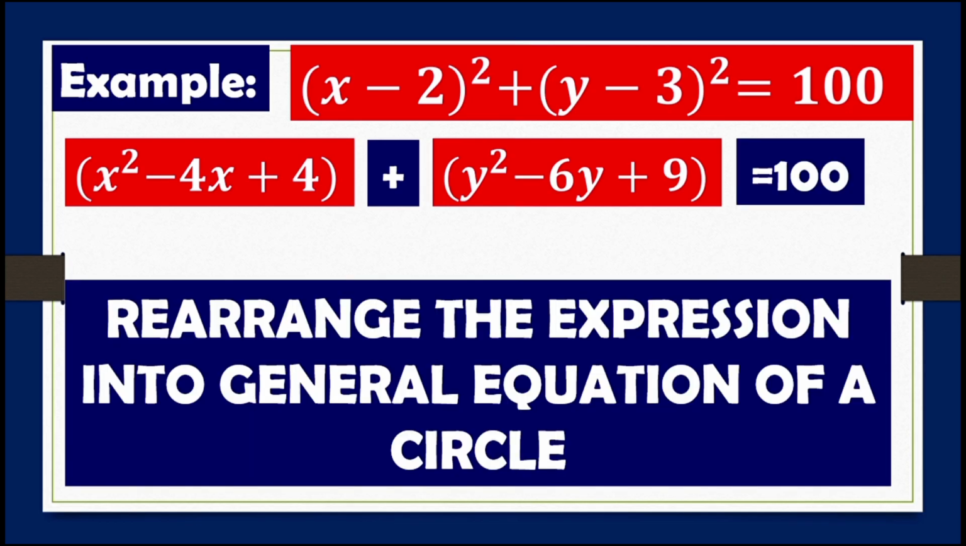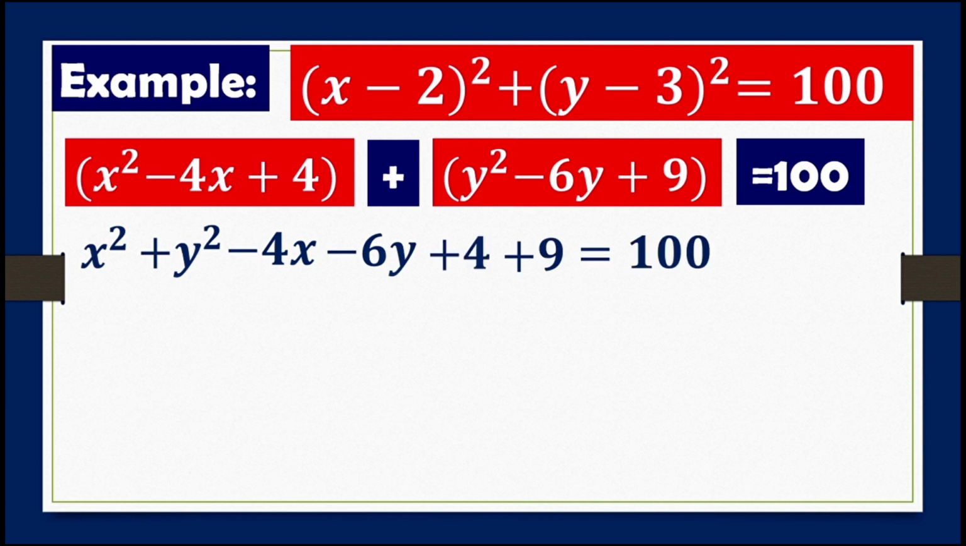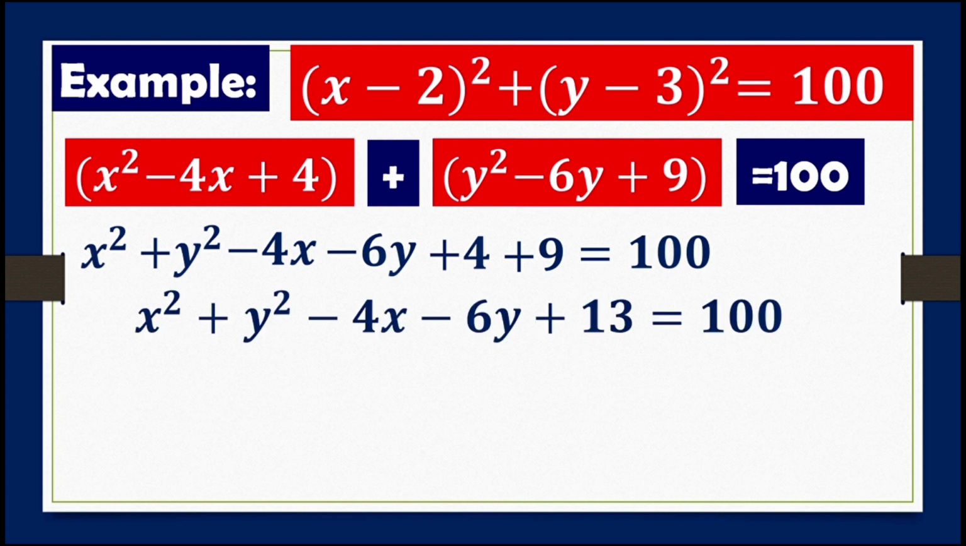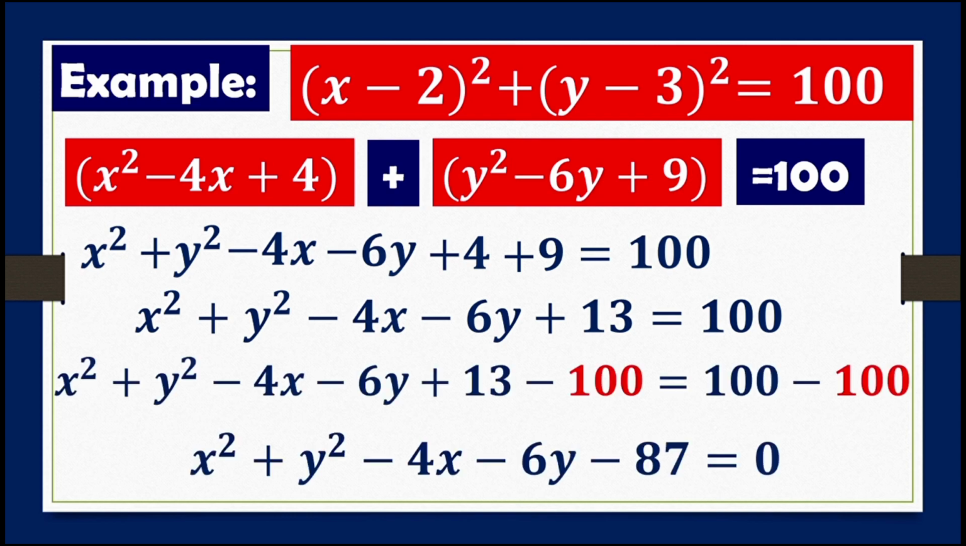So let's try to rearrange the expression into the general equation of a circle. We will start with x², followed by y², followed by the term containing x, followed by the term containing y, then our constants 4 and 9. Again, copy the right side of our equation which is equal to 100. Then we will apply the subtraction property of equality as we transpose 100 from the right side going to the left side. So the simplified equation becomes x² + y² − 4x − 6y − 87 = 0. This is now the general equation of our given circle.